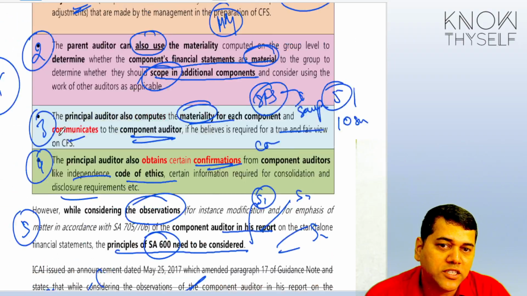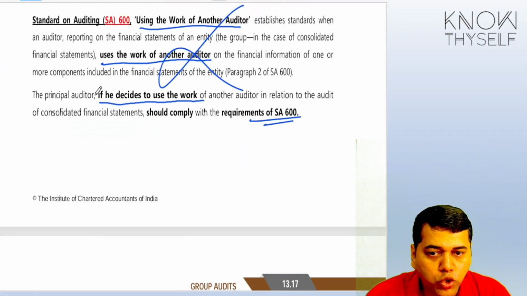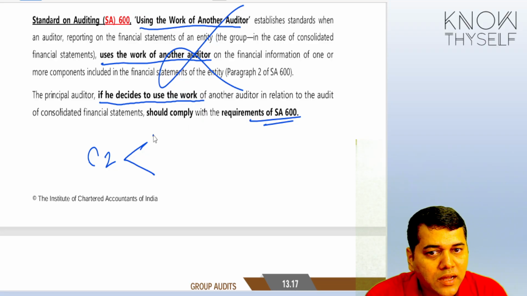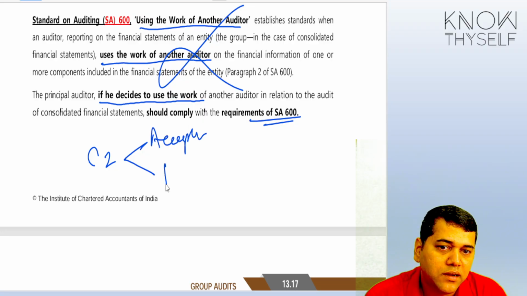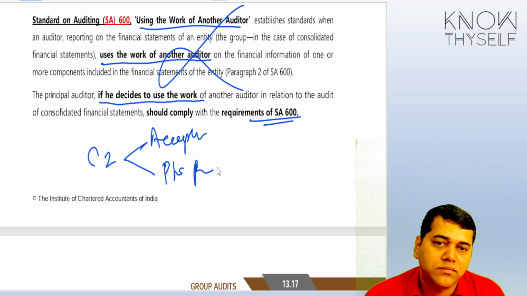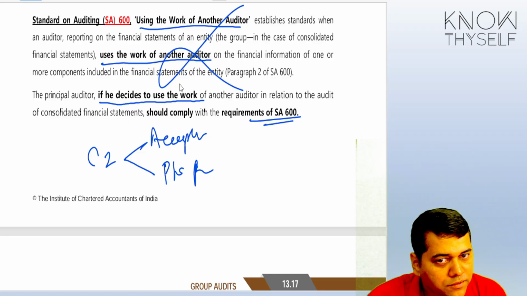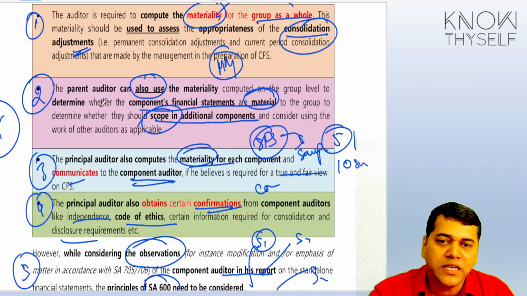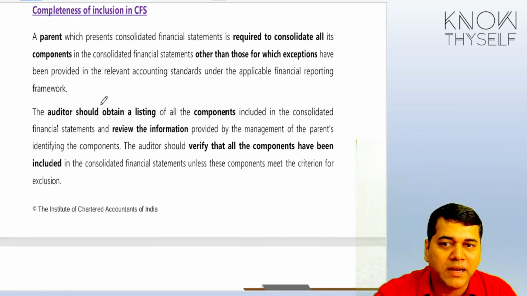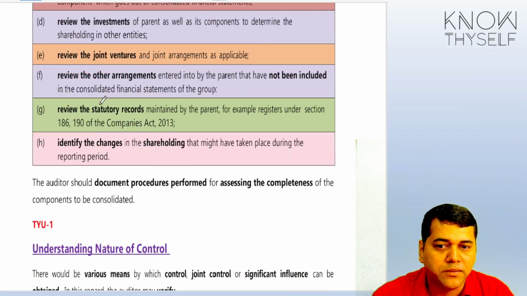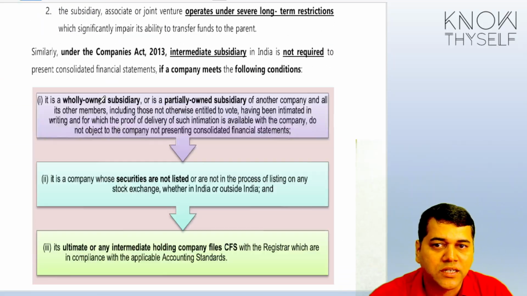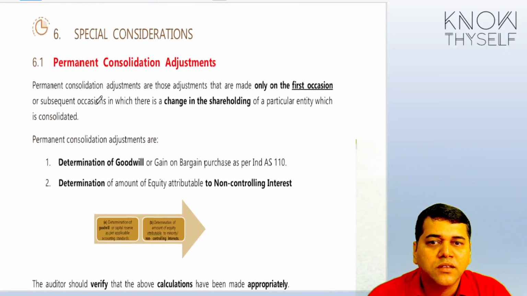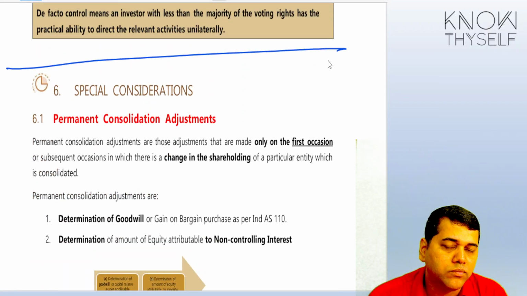This particular para, concept number 2, audit consideration, I can say split into 2: accepting, planning and performing. Is it fine? We can break it like this: accepting, planning and performing. So in planning and performing, we talk about audit plan, completeness in the scope, understanding of the nature, exemptions, applicability of exemptions. Okay, with this we are done with concept number 2.